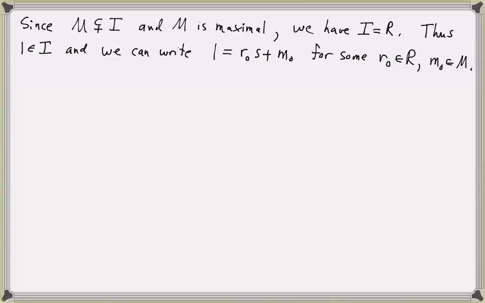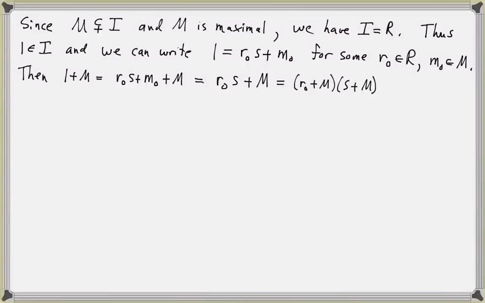So the coset 1 plus M is equal to the coset R0S plus M0 plus M. But since M0 is an element of M, it's absorbed by the capital M. So this equals R0S plus capital M. But then I can write this as a product of two cosets, the product of R0 plus M times S plus M. So this shows that S plus M is a unit in the factor ring R mod M.